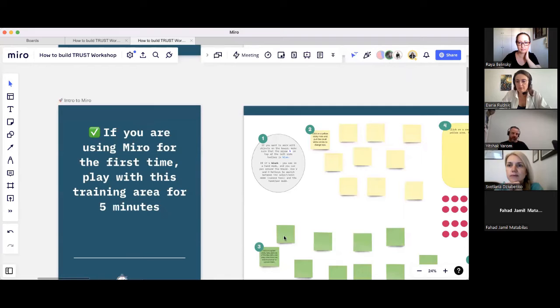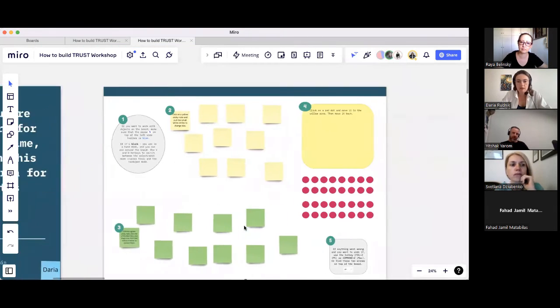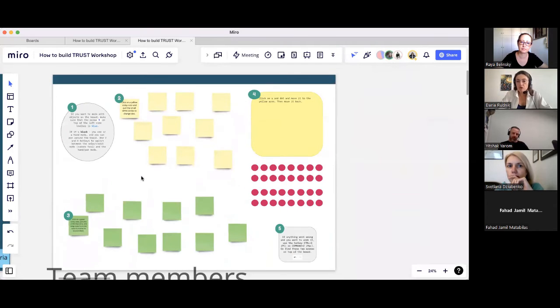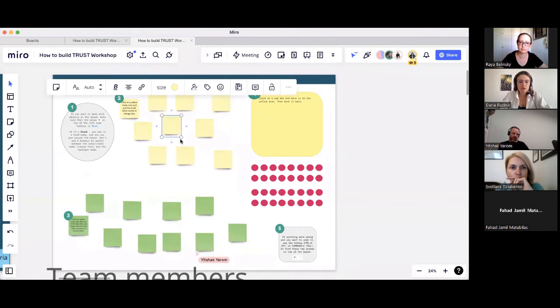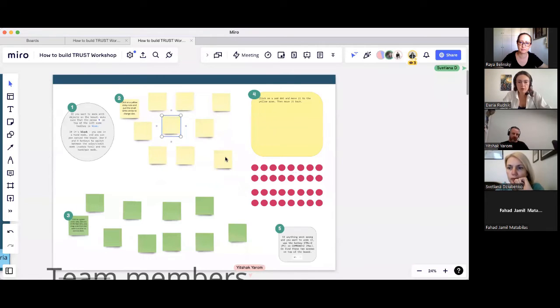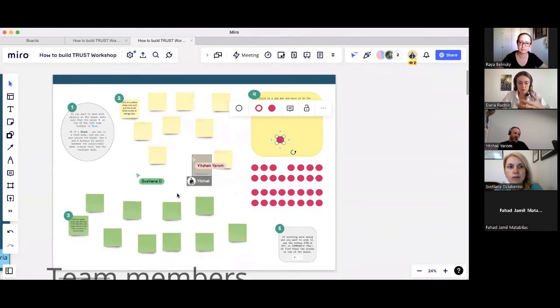Fahad, I see you haven't used the board. While you're trying to join, if you have any problems, just type it in the chat or say it out loud. For those who haven't tried, I invite you just briefly to go to this board. Let me bring everyone to me so that you see. Now you all should be able to see this board and just play with it a bit. Just tap on this yellow sticky note, pull it this way, another way. Click on the red circle, move the red circle, play with it a little bit so that you feel comfortable with the board, and then we move forward.